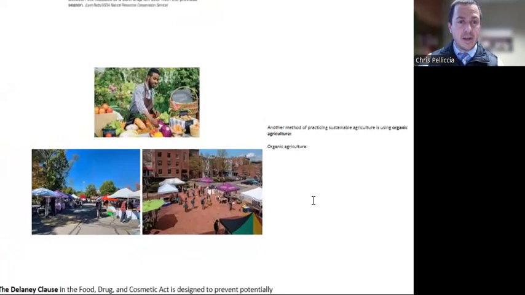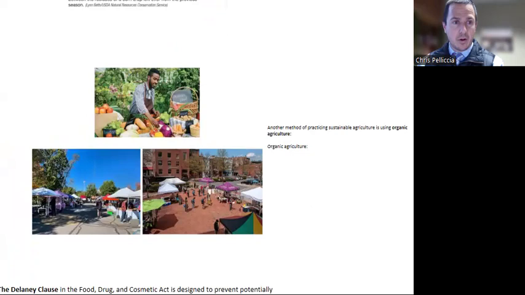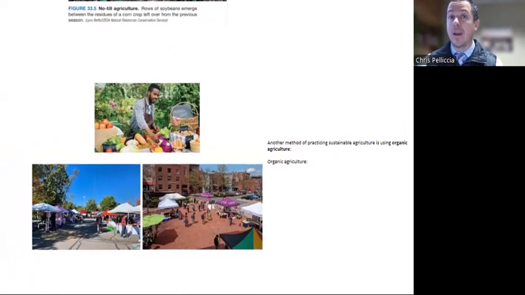One other method of sustainable agriculture is the idea of organic agriculture. And perhaps you've heard about organic agriculture at a local farmer's market, maybe right here in East Hampton or in Northampton. Organic agriculture is the practice of using the production of crops to sustain or improve the soil without using synthetic pesticides or fertilizers.